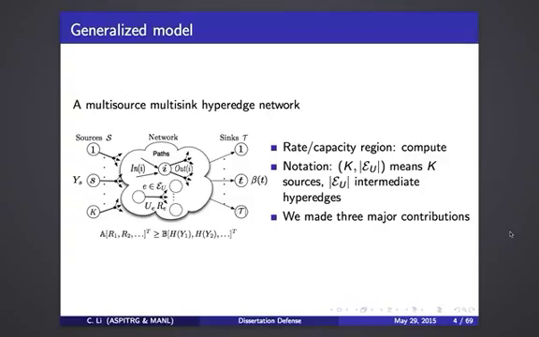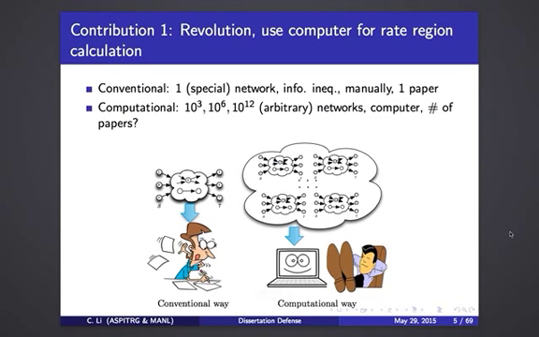For the convenience of this presentation, I introduce the notation here. We denote the network size as a (K, E_U) pair, which means there are K sources and E_U intermediate edges. And basically, we made three major contributions on this topic. So first, we teach a computer to calculate the rate region and give automatic proofs.